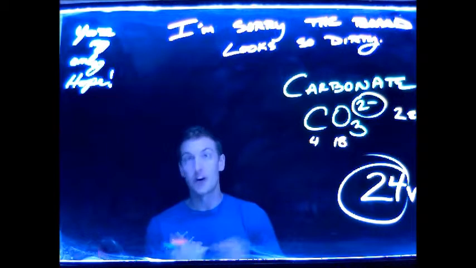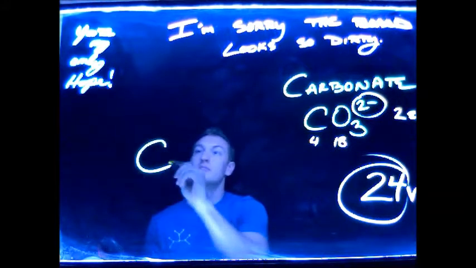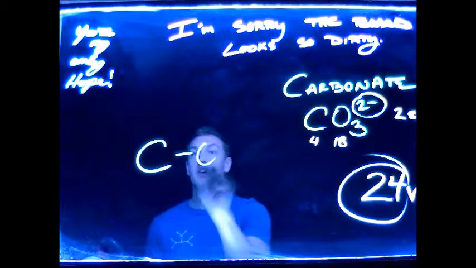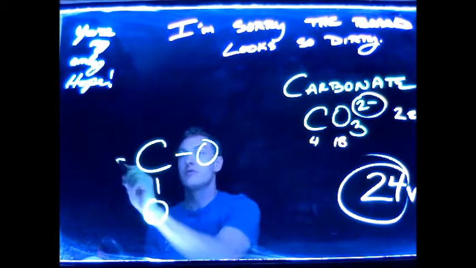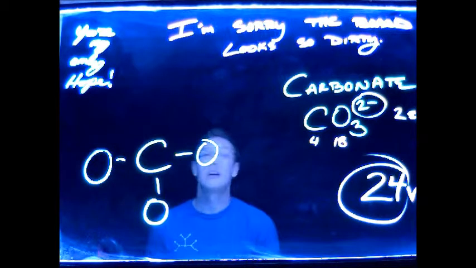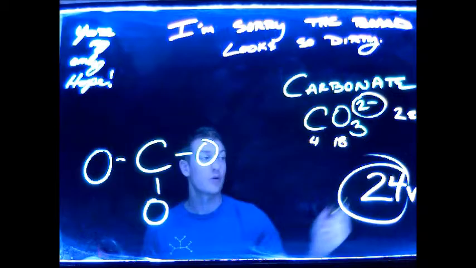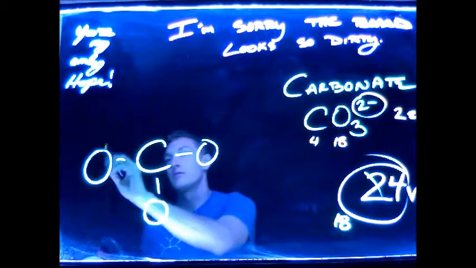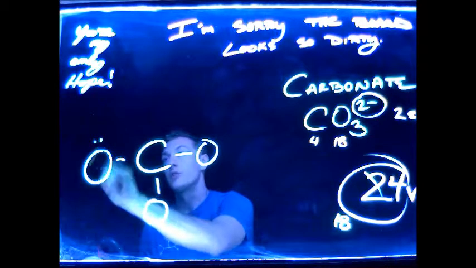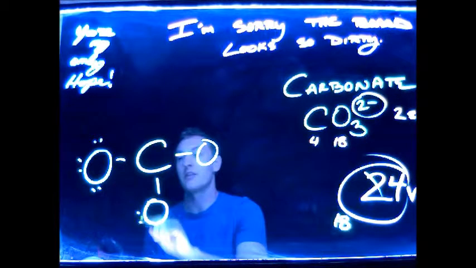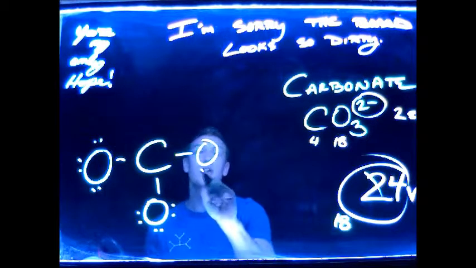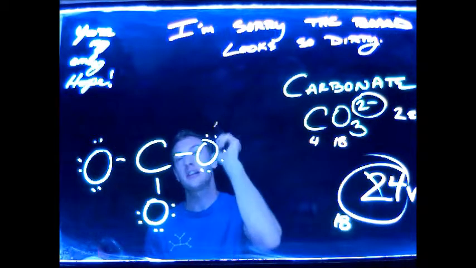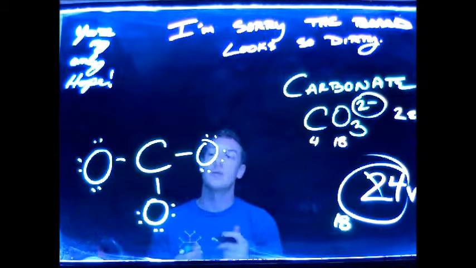Center is going to be carbon. And then we will bond each of the oxygens to that. That used up 6 of our 24, so we're at 18. Then we'll go 1, 2, 3, 4, 5, 6, 7, 8, 9, 10, 11, 12, 13, 14, 15, 16, 17, 18, and we're all out.